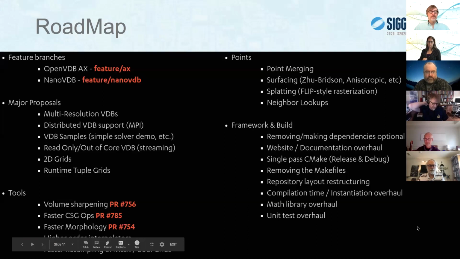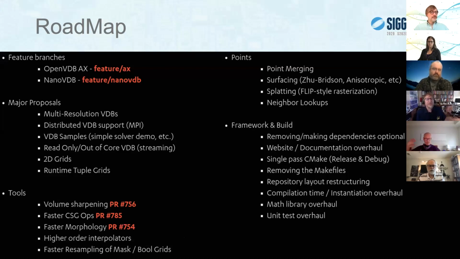So this is a dump of what we have on the roadmap right now. As you can imagine, we are very busy integrating AX and NanoVDB. We hope to have it out before the end of the year. So we have 1 major release coming up soon. But we still have a lot of other things on the roadmap.